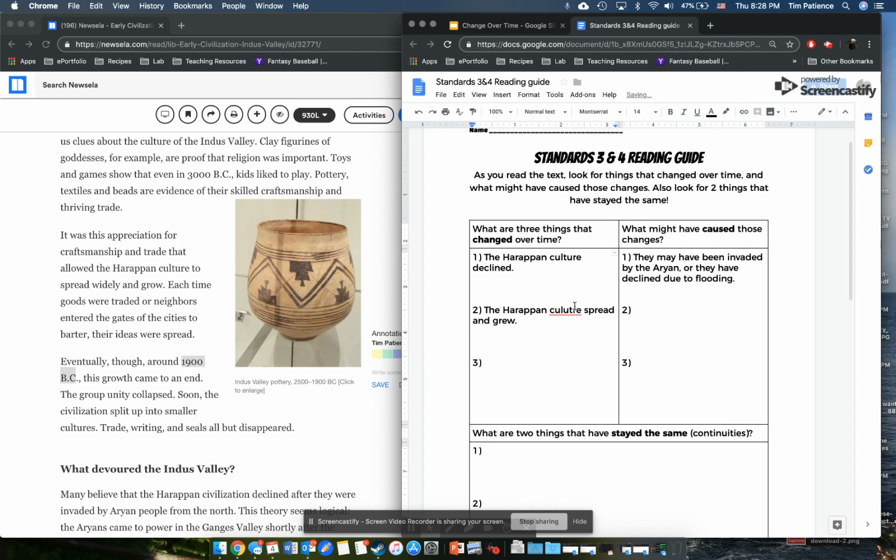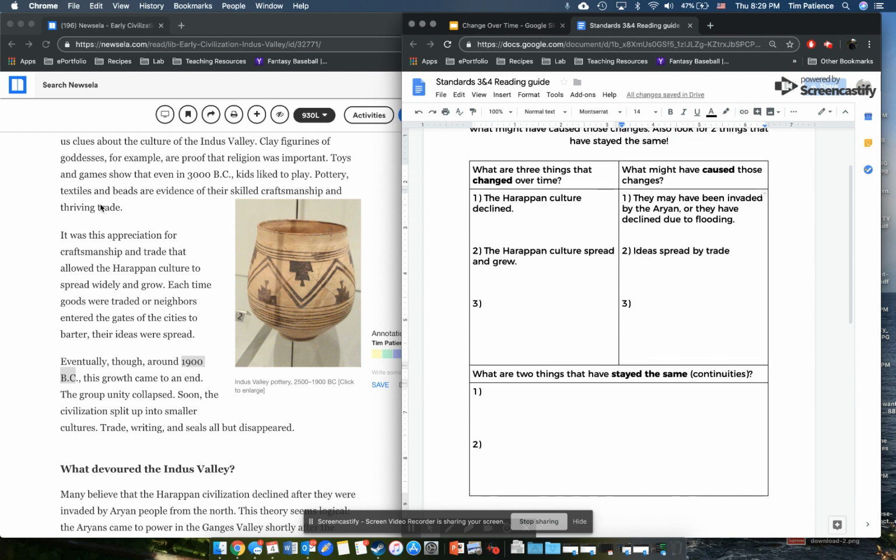All right, now let's take a look at what caused that. Well, it looks like it was caused by trade. Each time goods were traded or neighbors entered the gates of their city, their ideas were spread. So we would say ideas spread by trade. Okay. So that's a clear cause and effect relationship.